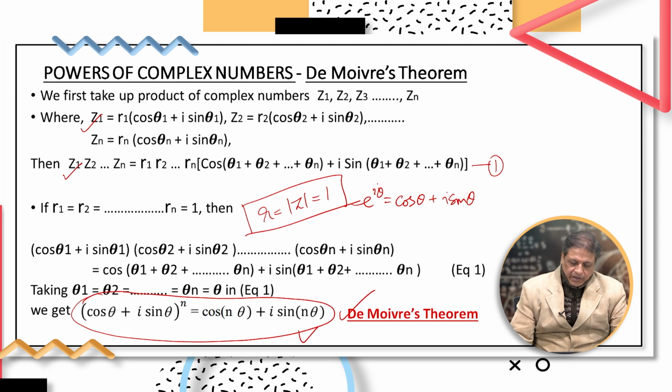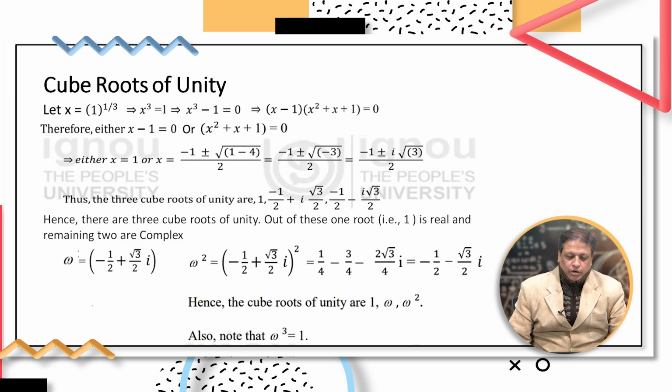And finally, if we substitute theta 1 equal to theta 2 up to theta n equal to theta, then we arrive at de Moivre's theorem, which is nothing but cos theta plus iota sin theta to the power n is equal to cos n theta plus iota sin n theta. We explored this theorem in our sessions and solved the numericals.